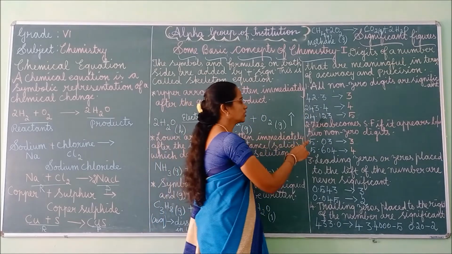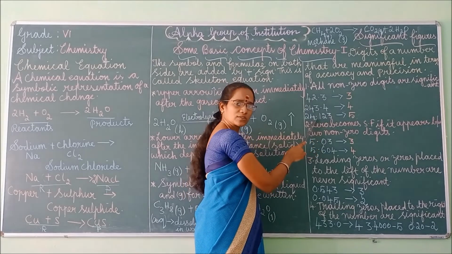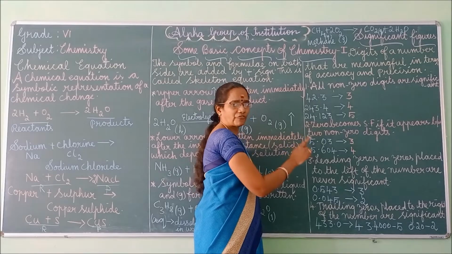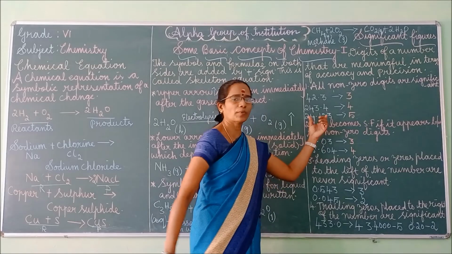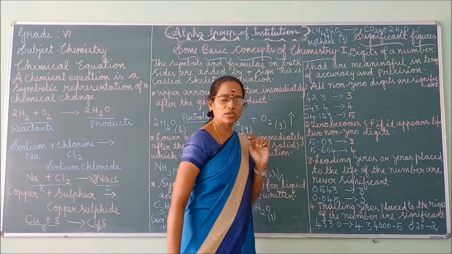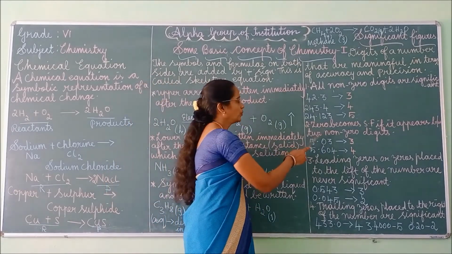Next, the third one: 24.123. Are there any zeros here? No zeros. So how many significant figures are there? 5. How? 1, 2, 3, 4, 5. No need to mind the decimal point now, right? So this is the first rule. Understood, children? Right. Next we can move to the second rule.